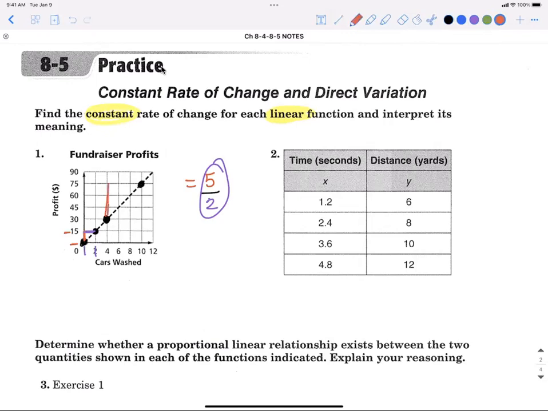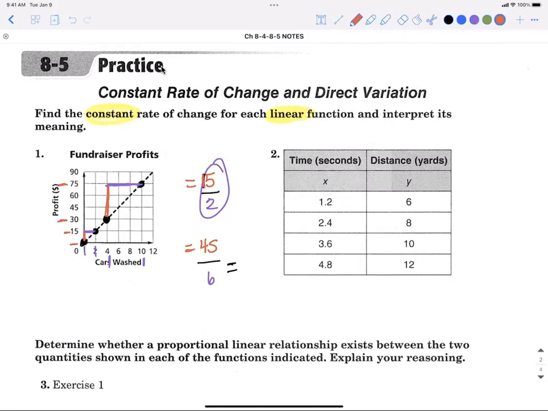My rise is still this side of my triangle, rising from 30 up to 75, which is a rise of 45. And my run, how far do I go this way? That was from 4 to 10, which is a run of 6. If I reduce 45 and 6, I should get, oh, I'm sorry, that was supposed to be a 15. Hopefully you caught that. I just wrote it wrong.